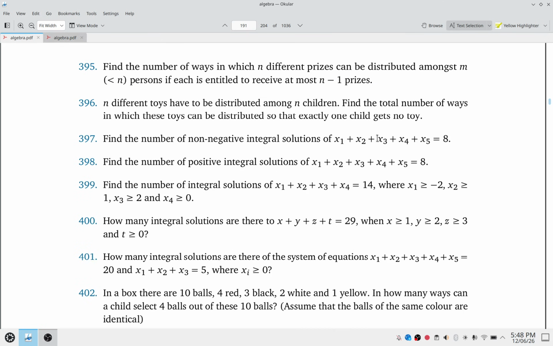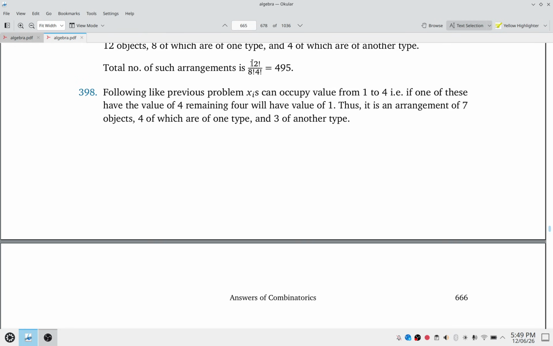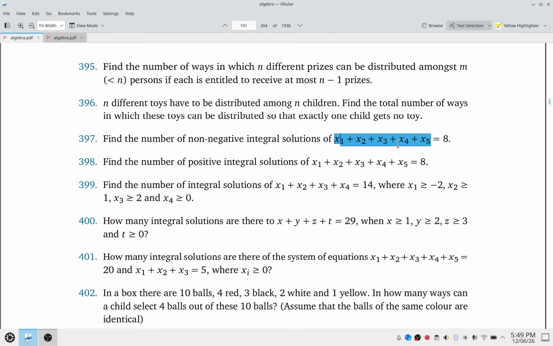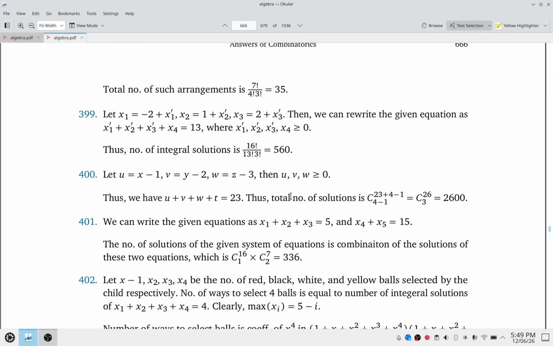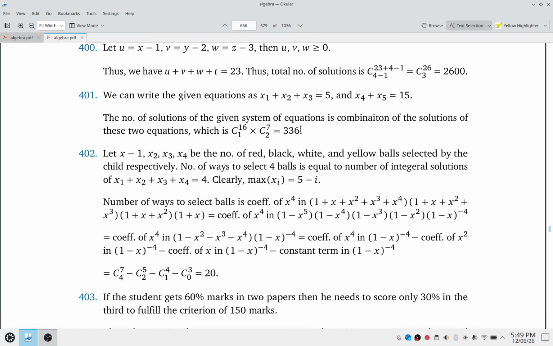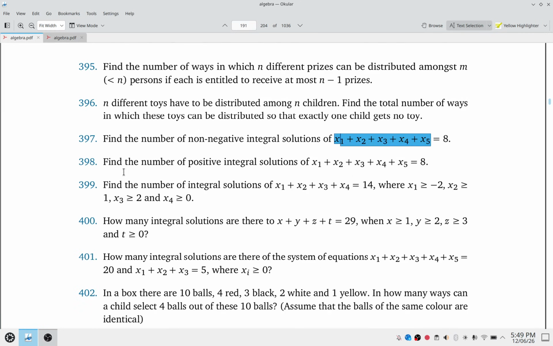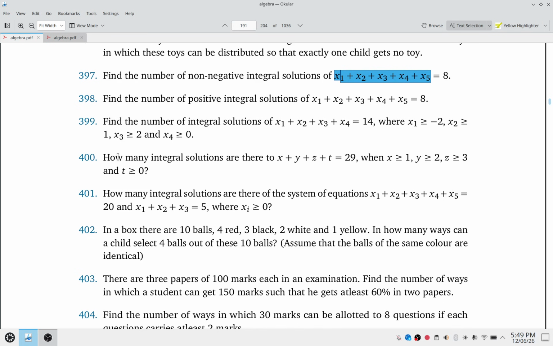And in this case, we have non-negative integral solution. So r is 8 and this is 5. So 8 plus 5 minus 1, that is 12. So we have got 12 here. And C n minus 1, that is 4 here. So this is 12C4. So both the answers are correct. All right. Now we come to the last problem of the set.